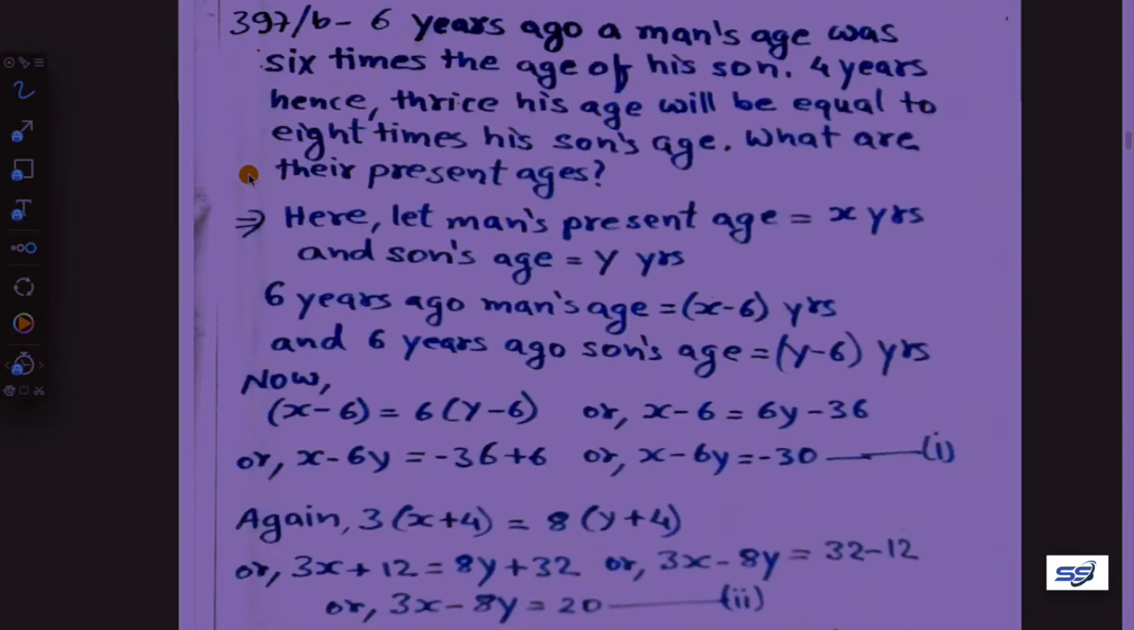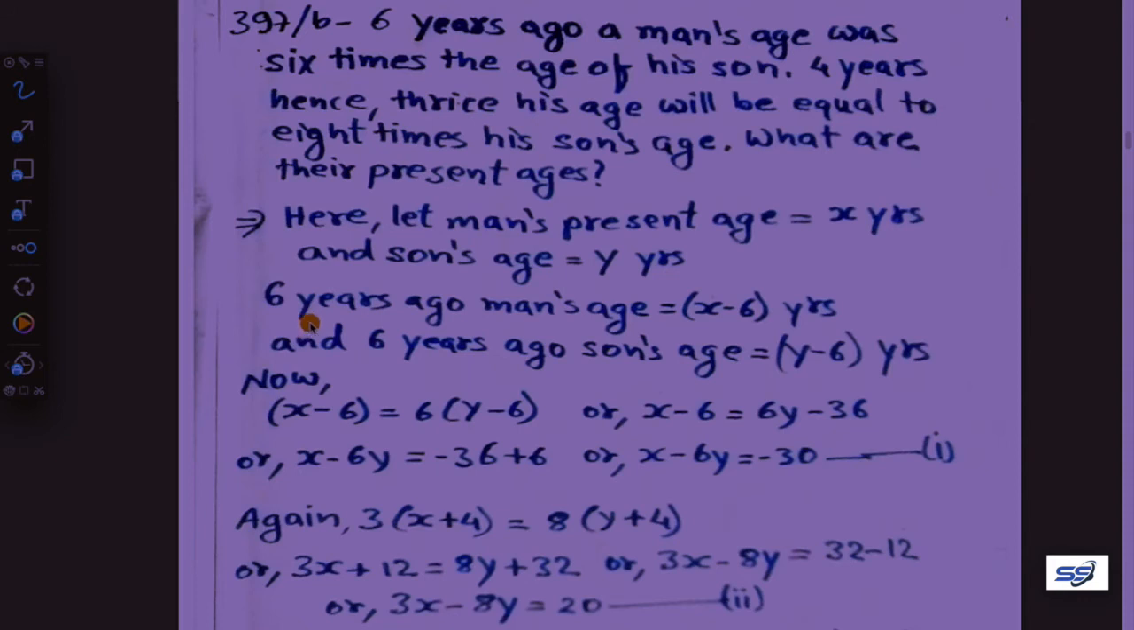To get the value of the ages of the son and the father, we shall make certain assumptions to make our calculation easy. Assume that the man's present age is x years and the son's present age is y years. After this assumption of x and y, using them, we can easily get the values of their ages.